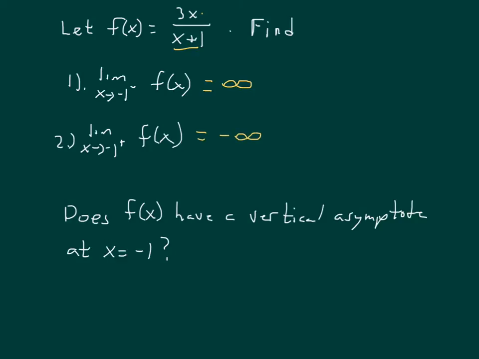And so the question we have here: does f of x have a vertical asymptote at x equals -1? Well, the answer on this one is yes, it does. Because remember, no matter what, if as we approach from one direction we're going towards infinity or negative infinity, we do have a vertical asymptote. So in this case, yes, there is a vertical asymptote there.